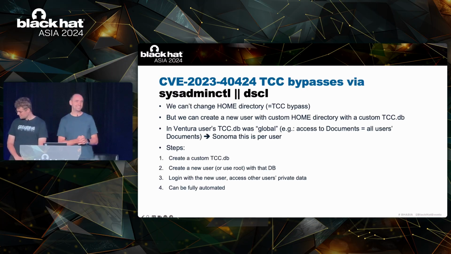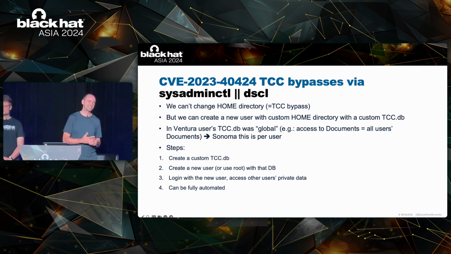So that's about leaks. Let's get into some real stuff, because we are here for generic TCC bypasses. In the past, it was a common technique to change the user's home directory to one with a custom TCC database. One of the TCC databases sits in the home directory in a specific folder, and by changing the home directory, we could drop a new TCC database with new permissions.